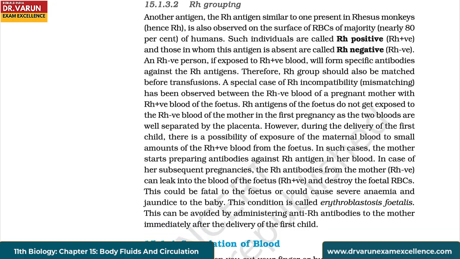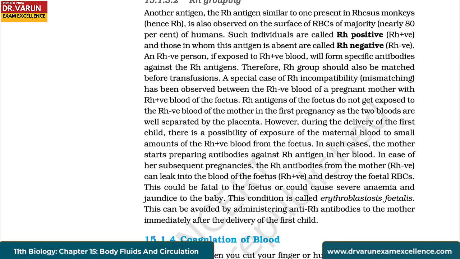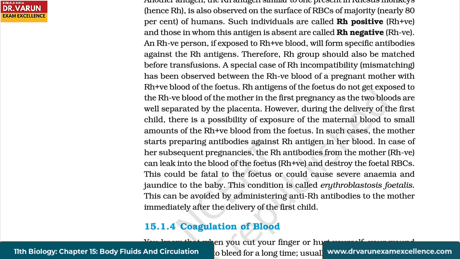RH grouping. Another antigen, the RH antigen, similar to one present in rhesus monkeys, hence RH, is also observed on the surface of RBCs of majority, nearly 80% of humans. Such individuals are called RH positive, and those in whom this antigen is absent are called RH negative. An RH negative person, if exposed to RH positive blood, will form specific antibodies against the RH antigen. Therefore, RH group should also be matched before transfusions.